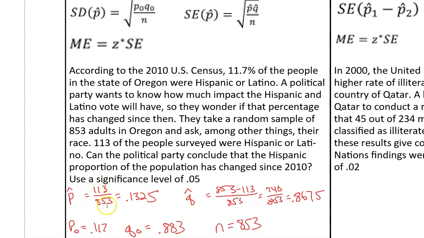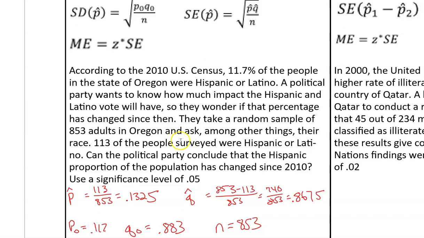113 out of 853 is 0.1325. And I can go ahead and get q-hat as well, because I know it's just 1 minus that. Or you can do 853 minus 113, and it's 740, because I'm going to need that number later. So go ahead and do that anyway. Get the total number in, n is 853, and subtract the 113, and you get 740. And that is 0.8675 for q-hat. Those are p-hat and q-hat.